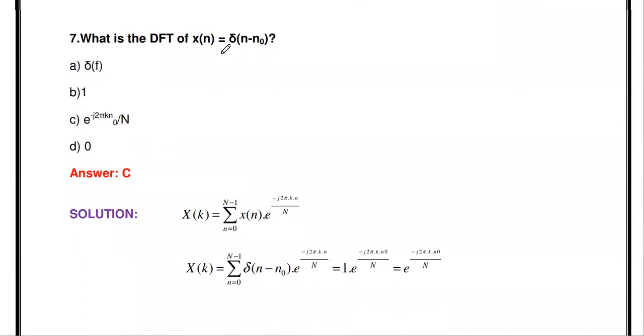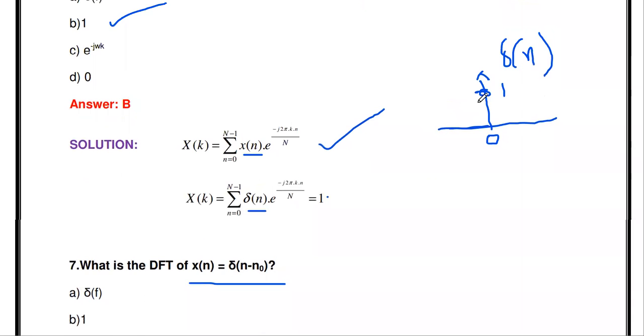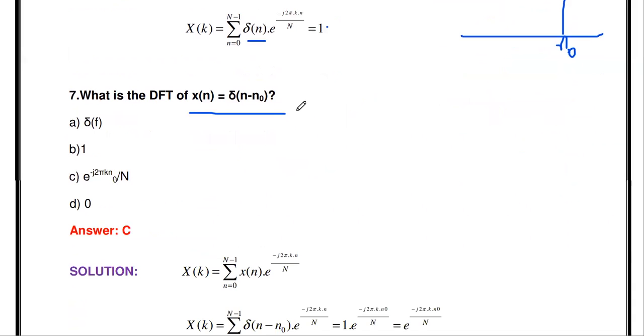The next question: what is the DFT of x of n equal to del of n minus n naught? This is the DFT of the delayed unit impulse sequence. What is del of n minus n naught? For del of n, at n equal to 0 the signal has amplitude 1. For del of n minus n naught, the sequence is shifted, so it is 1 at n equal to n naught. At the time n equal to n naught, del of n minus n naught has amplitude 1. In the remaining time, the signal does not have any amplitude. This is the del of n minus n naught.